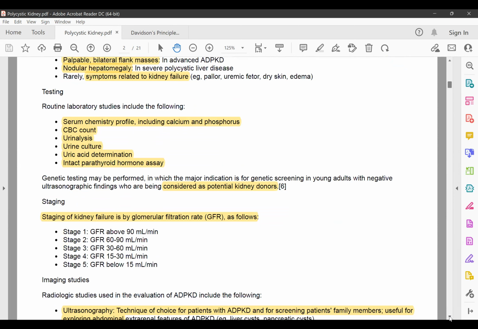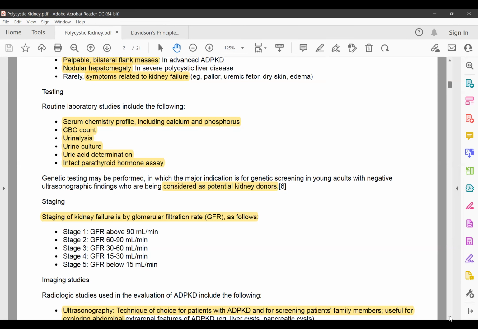Stage 1, stage 2, stage 3, stage 4, stage 5. You have to classify the renal failure into which stage. Stage 1 renal failure is an estimated GFR of 90 ml per minute or more. Stage 2 is GFR between 60 and 90. Stage 3 is 30 to 60. Stage 4 is 15 to 30. Stage 5 is GFR below 15.